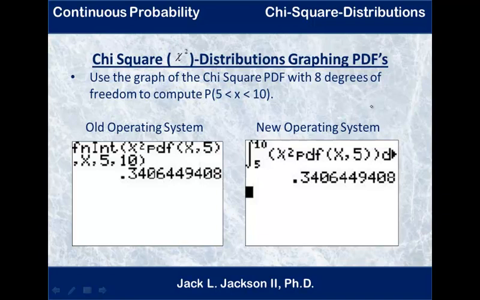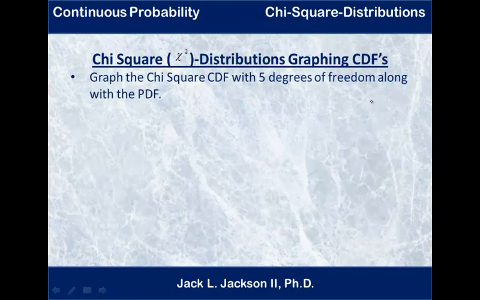But there's actually an easier way to do it. We'll get to that in a minute. So let's talk about a chi-square CDF, and let's graph it. Let's do one with 5 degrees of freedom. Graph it along with the PDF that we have in there now. You should be able to do that. Go ahead and do that now. Press pause.